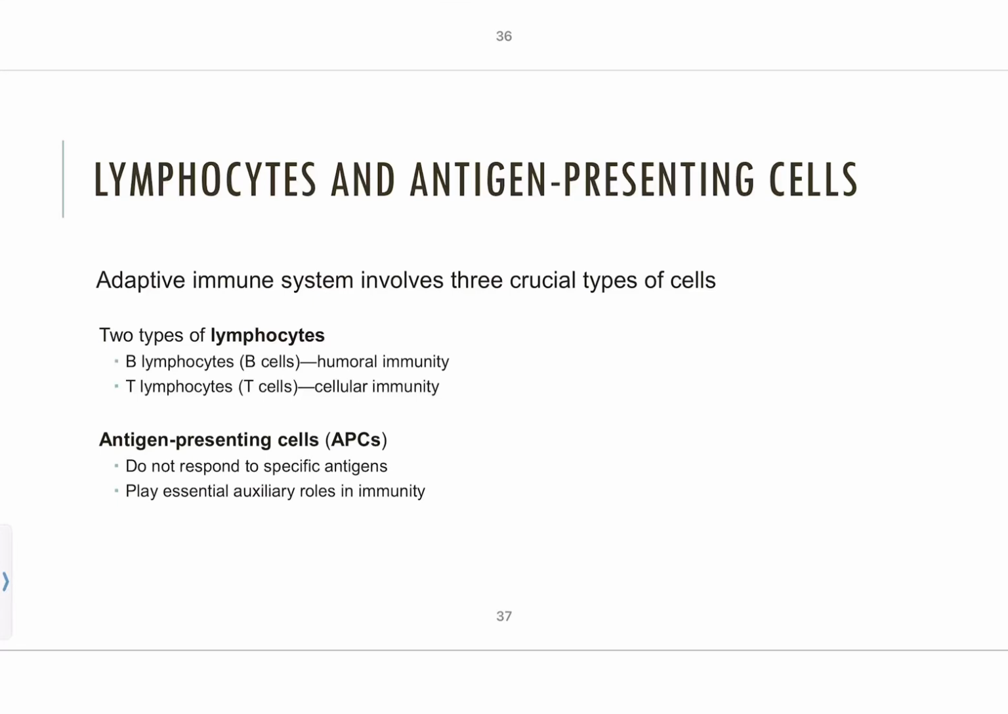Section 4, we're going to talk about lymphocyte development and also antigen presenting cells. Just as a reminder, we had two types of lymphocytes: our B lymphocytes, which are a component of our humoral immunity that is going to produce antibodies that are going to bind extracellular targets. Our T lymphocytes were the component of cellular immunity where we're looking for intracellular targets.